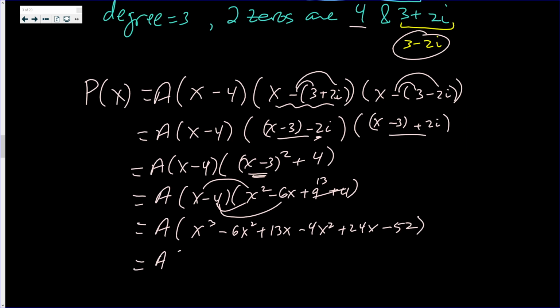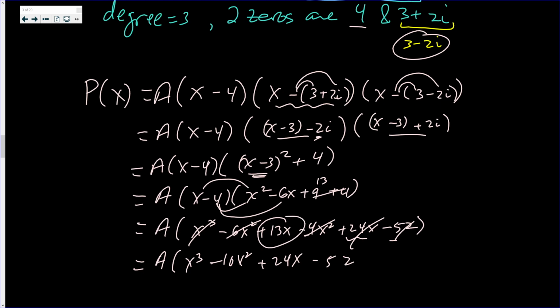This is A. You have x cubed. You take away 6x squared. You take away 4 more. You took away 10x squared. And then you have 24x, and you take away 52. And if you notice, there's something that I didn't cross off. Oops, 13x plus 24x is 37x. That's why you cross things off. So in the end, if there's something left over, you didn't deal with it yet.